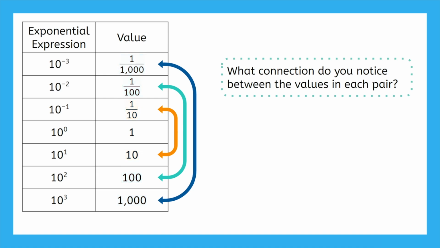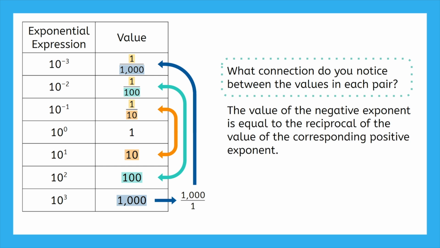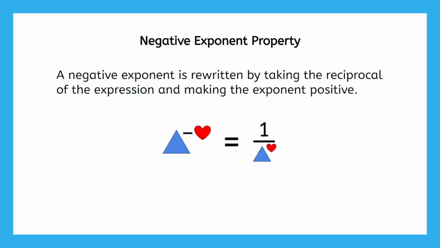Each expression with a negative exponent has a 1 in the numerator and the value of the matching positive exponent in the denominator. That means the value of the negative exponent is equal to the reciprocal, or flipped version, of the value of the corresponding positive exponent. So, an expression with a negative exponent is rewritten by taking the reciprocal of the expression and then making the exponent positive.